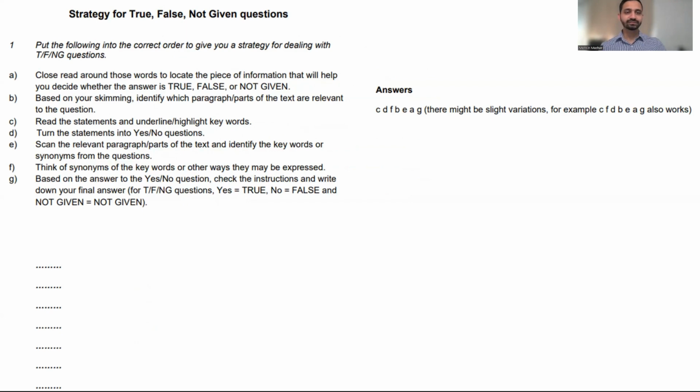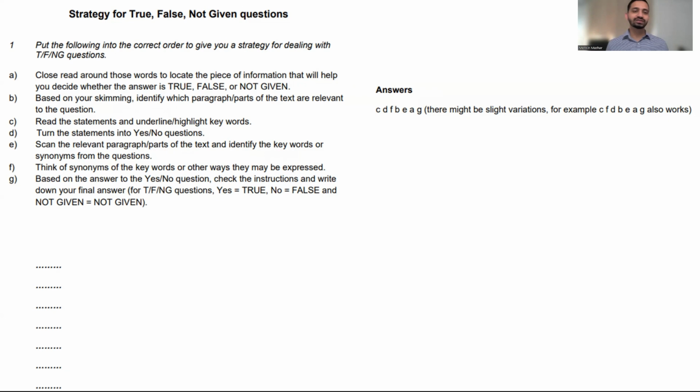So firstly, you should read the statement and the answer is C: read the statements and underline and highlight keywords. First, you will read the statements, you will underline or highlight the keywords, okay? Then you will turn the statements into yes and no questions, which is D. Then you will think about synonyms of keywords or other ways that they may be expressed, right? And then you would do step B.